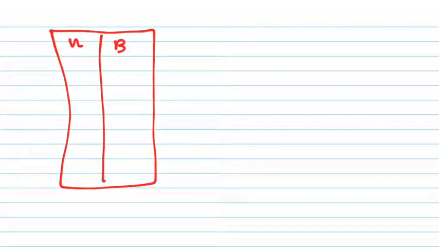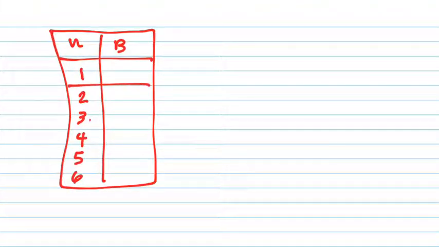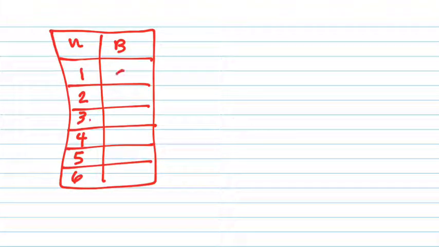We have a chart. We have our N, and they're using B, but it doesn't really matter. 1, 2, 3, 4, 5, 6. Okay, let me write those further apart. 1, 2, 3, 4, 5, 6. Right? And then they'd give you B as 5, then a 9, then a 13.